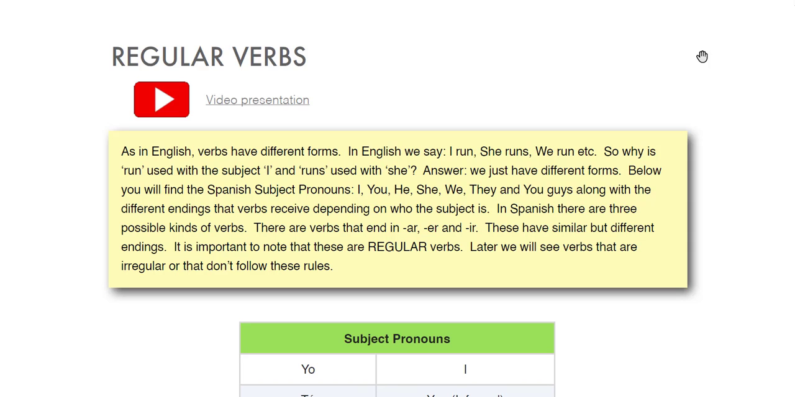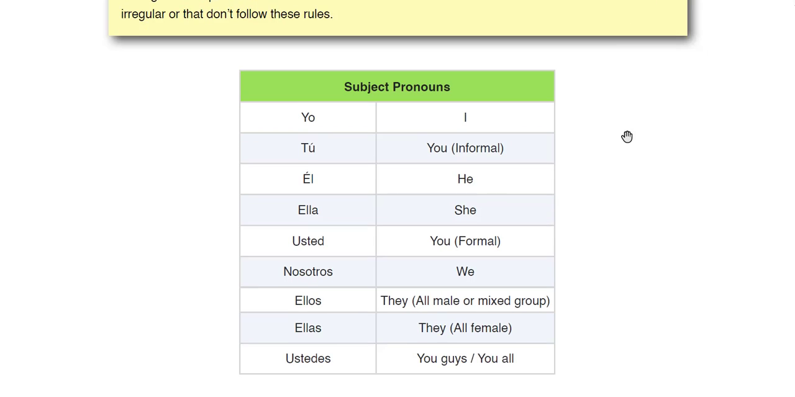In Spanish, there are three possible kinds of verbs. There are verbs that end in AR, ER, and IR. These have similar but different endings, and it's important to note that these are all regular verbs. So later we will see verbs that are irregular or that don't follow these rules. But for now, let's take a look at the regulars.